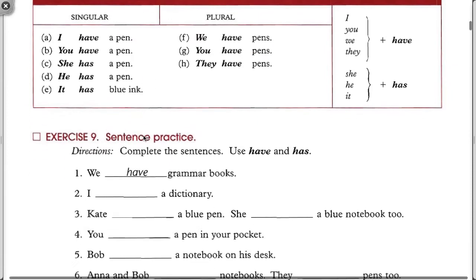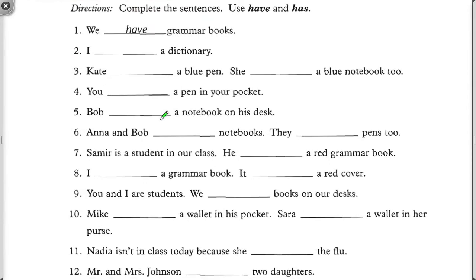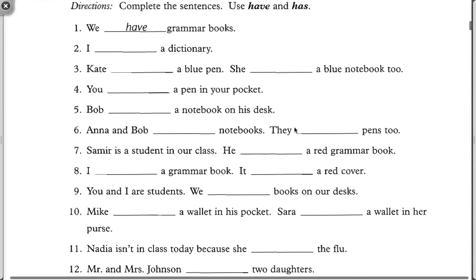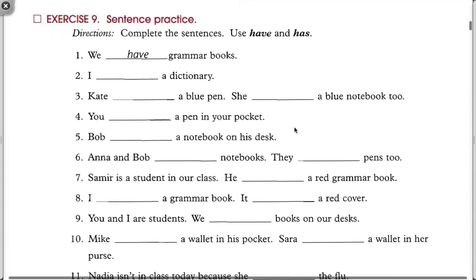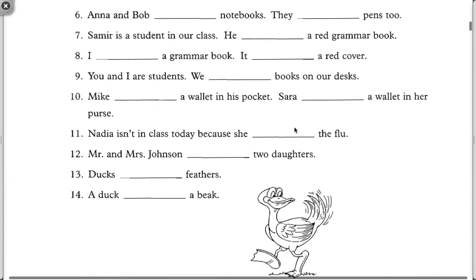So let's just keep going. I have a dictionary. Kate has a blue pen. She has a blue notebook too. You have a pen in your pocket. Bob has a notebook. Anna and Bob have notebooks. They have pens too. Okay, we're going to keep going because you're going to have more practice on this as we keep going. So I want to encourage you to complete exercise 9 and ask me again any questions.